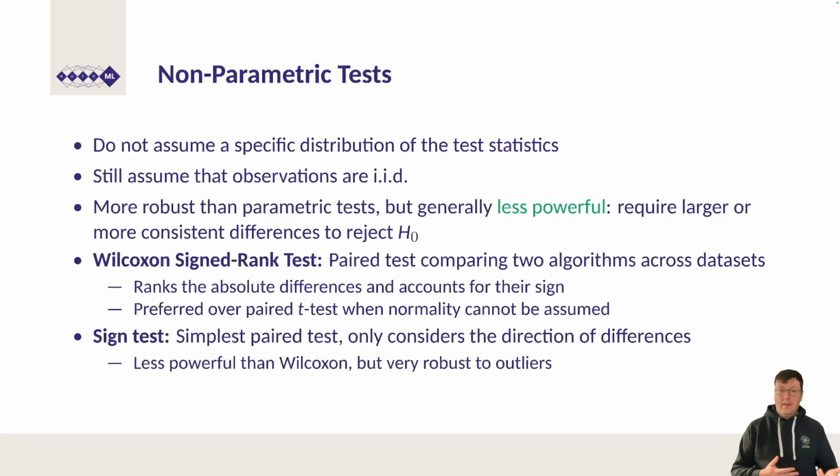The sign test, which I just mentioned, is the simplest option. It only considers whether each difference d_j is positive or negative, discarding magnitude entirely. It is extremely robust, it makes almost no assumptions, but this comes at a substantial cost in power. It should be used only when the data are so irregular that even the Wilcoxon test seems unreliable.